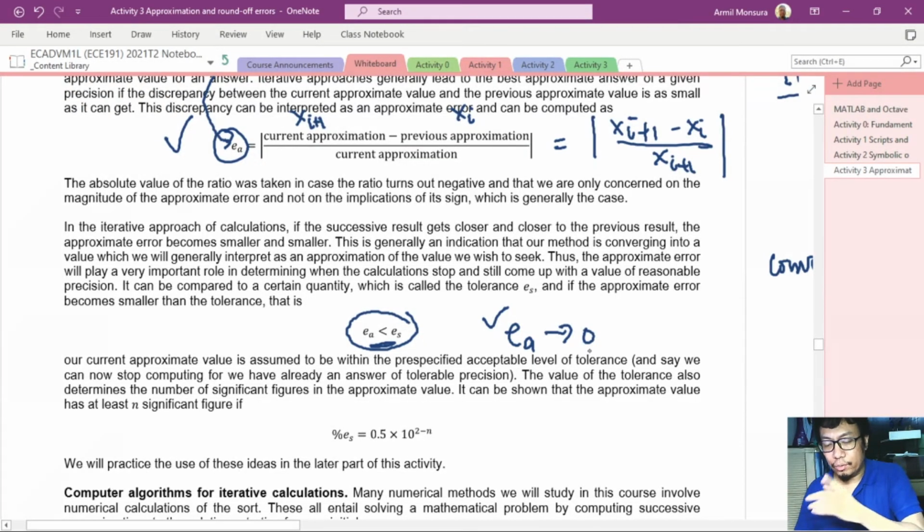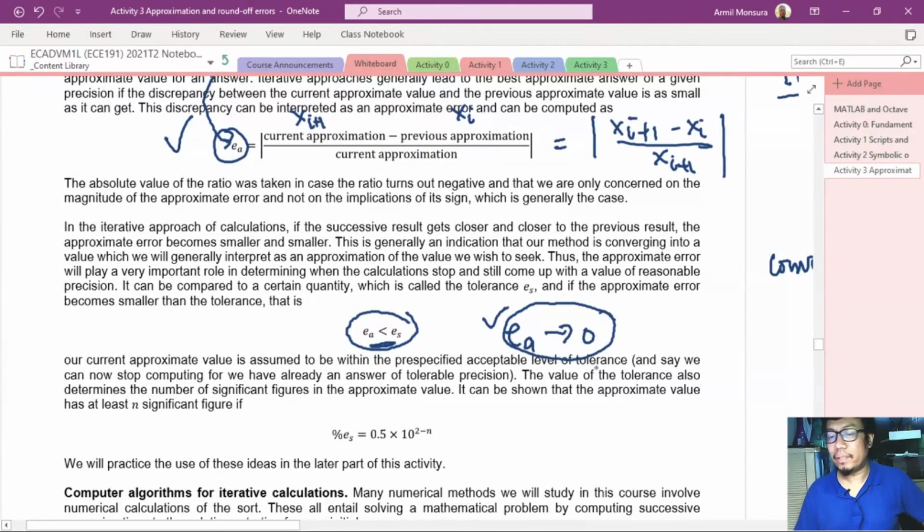But again, one requirement of your iterative algorithm is for it to first converge. If it doesn't converge, then mas talo kayong, wala makukuha sagot, or mas talong mali yung makukuha ng sagot. So it should be convergent at first. It means that the approximate error should become zero.